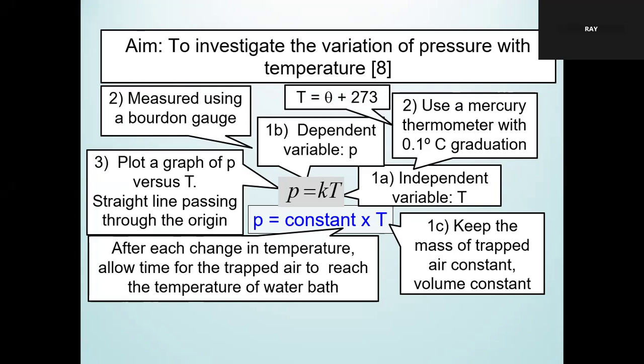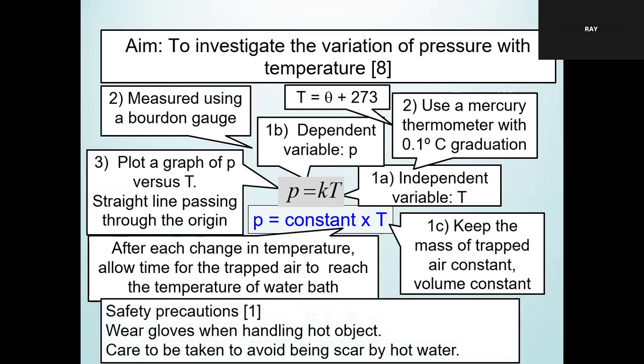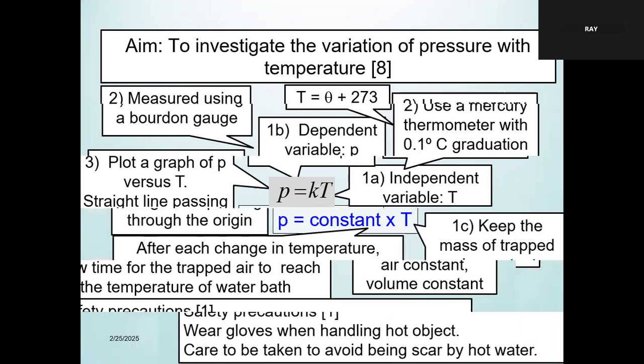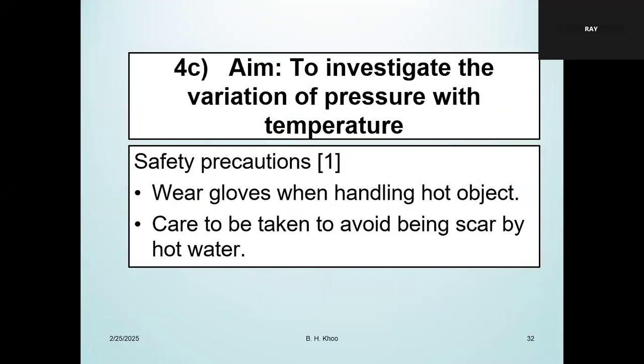And now to convert to Kelvin, right? Theta plus 273. Precaution: wear gloves when handling hot objects. Care must be taken to avoid being scalded by hot water. To investigate, right? We are just repeating the same thing.